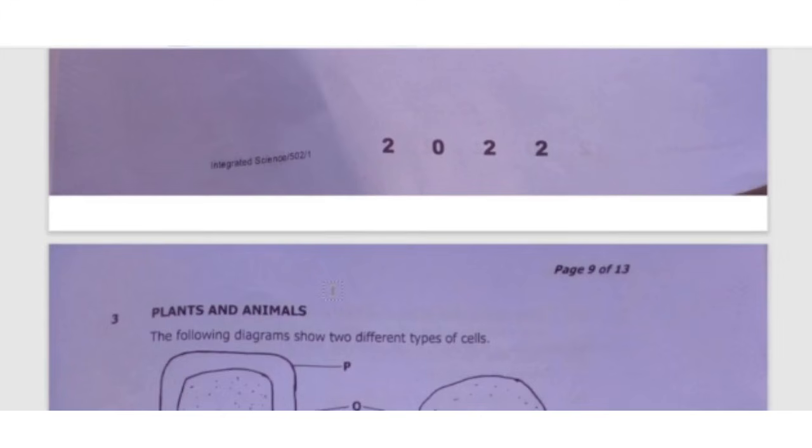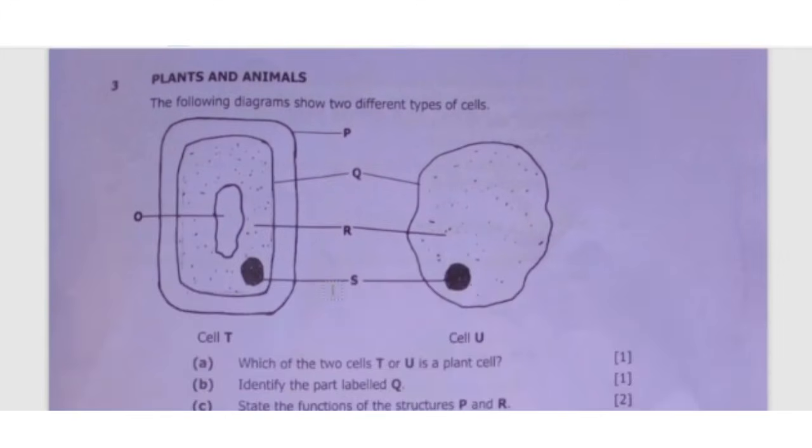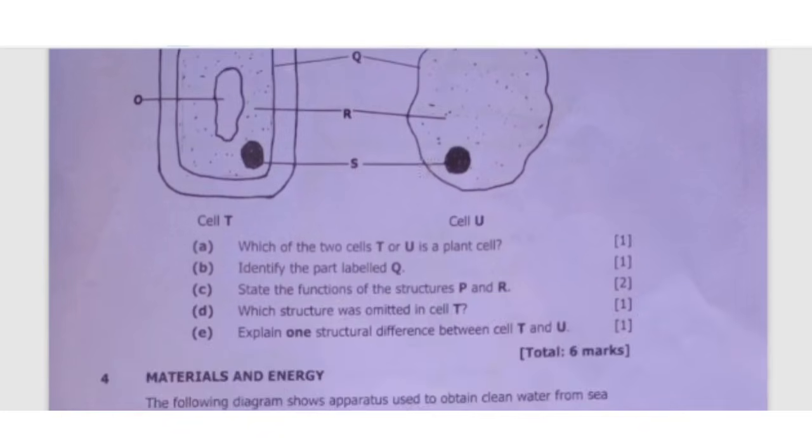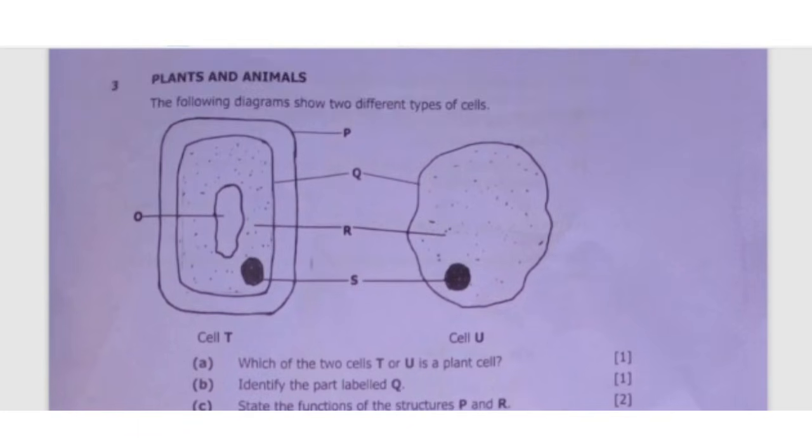Okay, let's go to question number 3, which is plants and animals. This topic was coming from plants and animals. So the question is as follows: the following diagram shows two types of cells, cell T and cell U. So we first need to identify the types of cells: what type is this cell and what type is this cell.